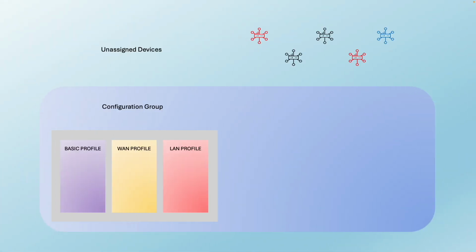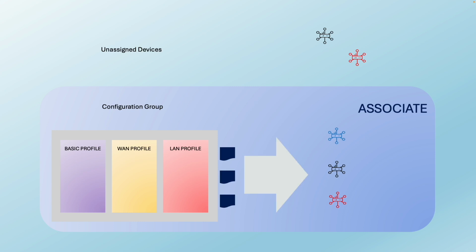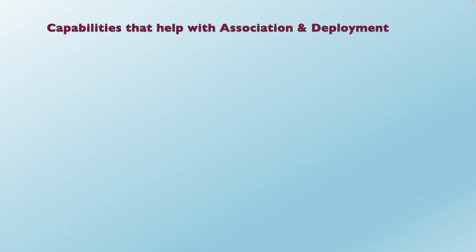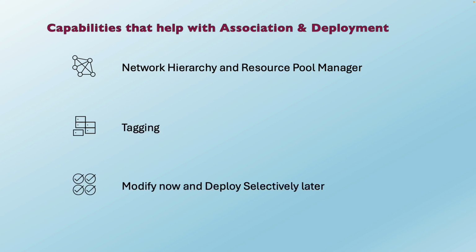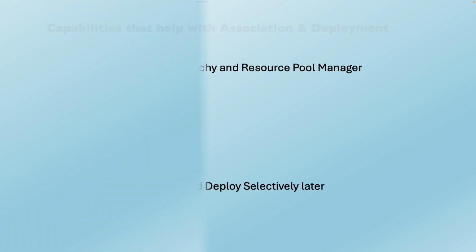Once the configuration is created, associate devices to the configuration group. Remember, the configuration groups are device model agnostic. Deploy the configuration group to the selected devices. A few capabilities that will help with simplifying association and deployment are Network Hierarchy and Resource Pool Manager, Tagging, Modify Now and Deploy Selectively Later.